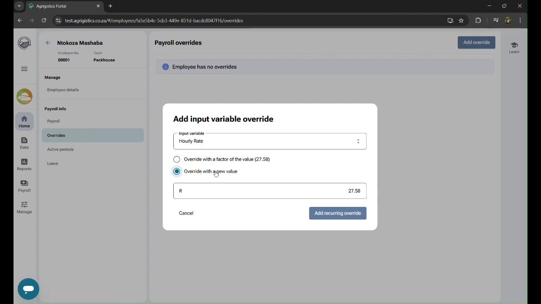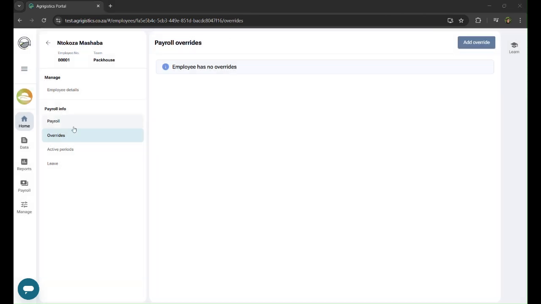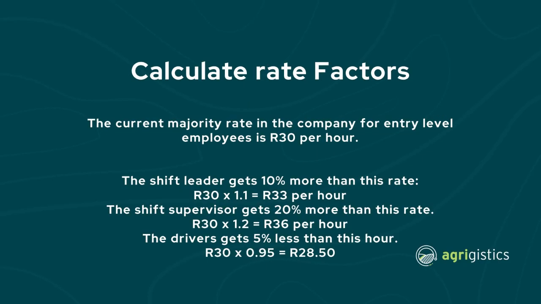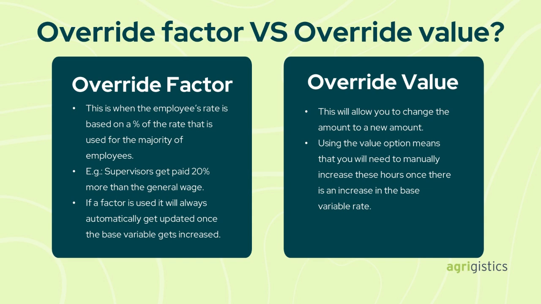There are two options for changing the rates. You can do it using a factor, or you can do it using a new value. Changing the rate as a factor is perfect if all of your employees are based on a percentage of the base variable rate. This will also mean that if the variable rate is increased, these rates will also automatically be increased. Selecting Override with a new value will allow you to enter an amount, and it will always use this value. This amount will need to be changed separately when annual increases are done.